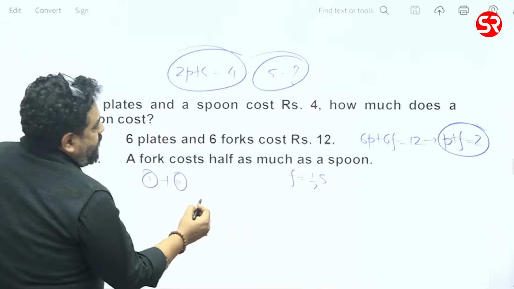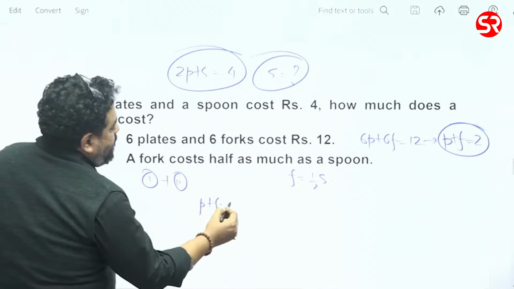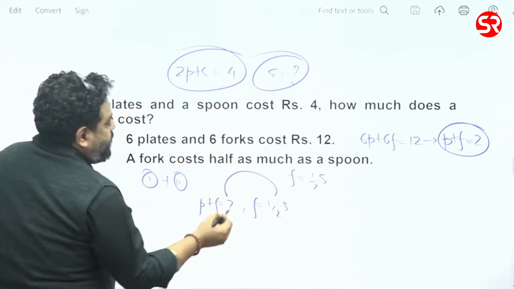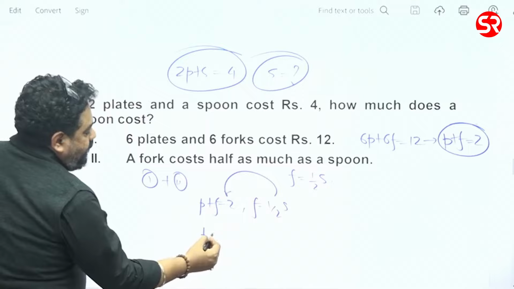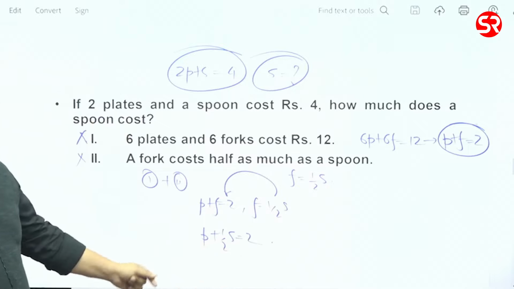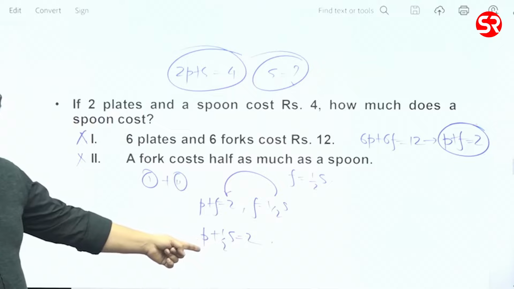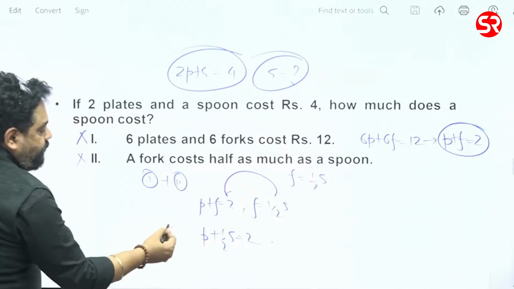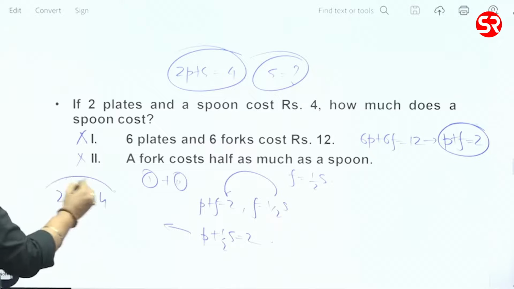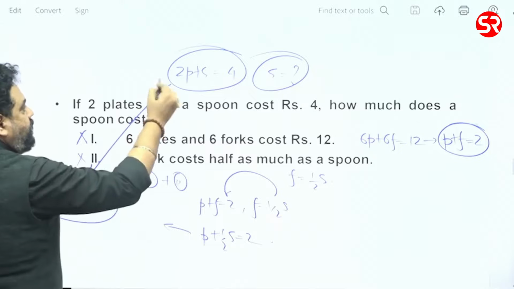It says a plate plus a fork is equal to 2 and a fork is equal to half a spoon. So I put fork is equal to half a spoon. So plate plus half a spoon is equal to 2, which gives you, if you take LCM, 2P plus S is equal to 4. Don't you think they are the same?